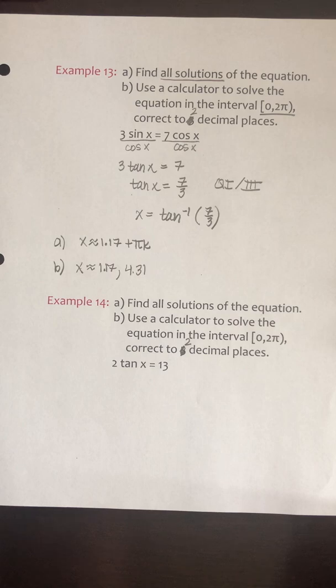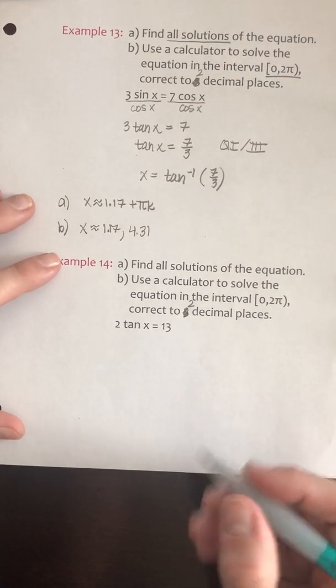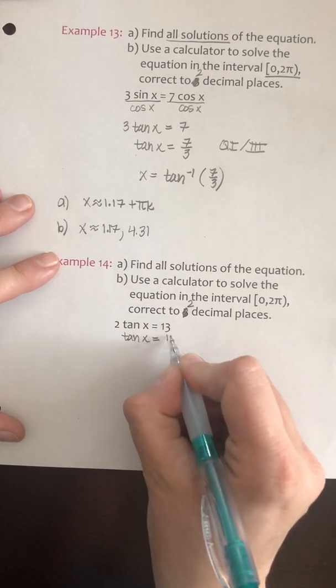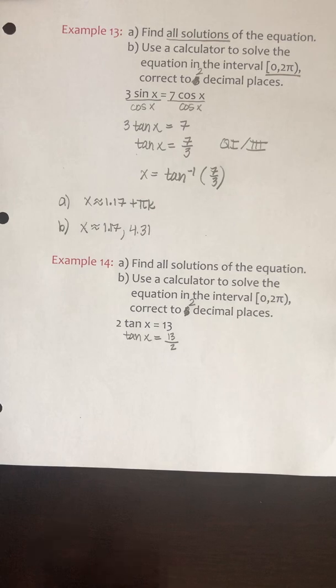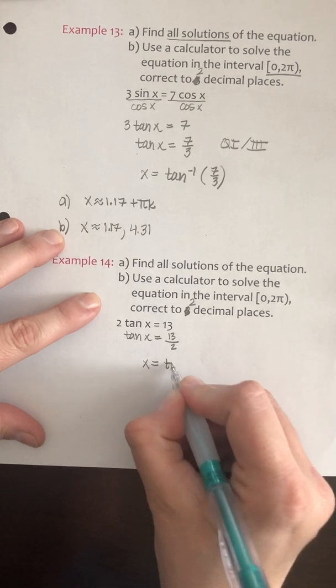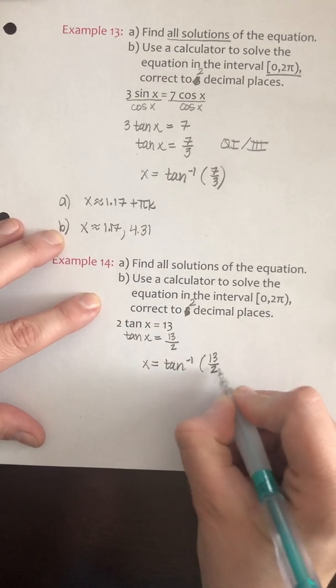All right, last one, y'all. I know this has been a lengthy one. Let's start by getting rid of that 2. I'm going to divide it on over. This one's pretty similar to the last one, right? So we need to inverse tangent, right? So I have x equals inverse tangent of 13/2.